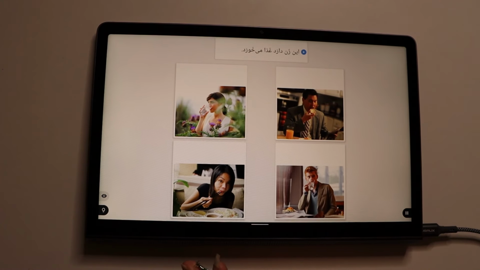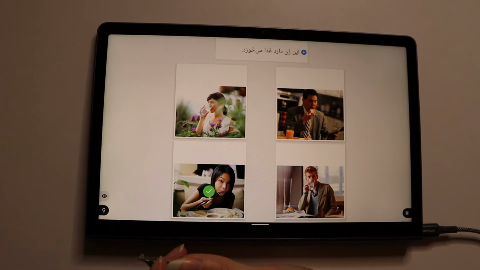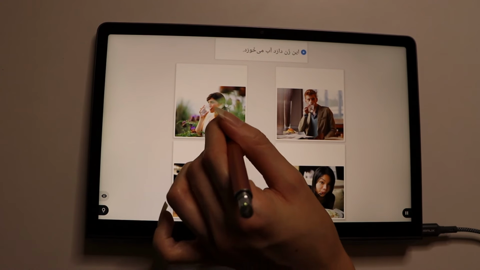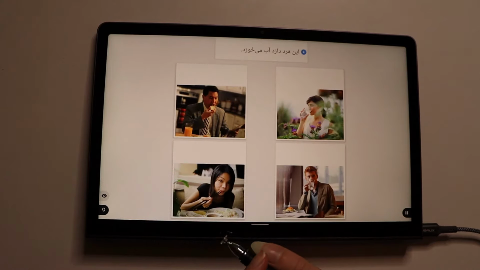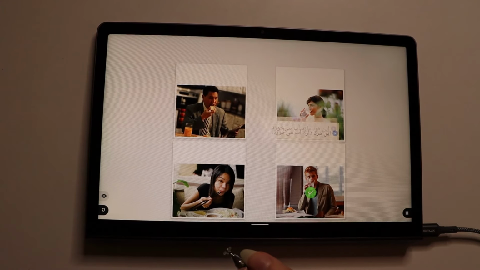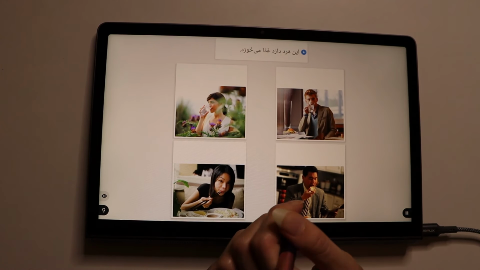Okay, it's a woman, but she eats something. This is the woman drinks water. This is the man drinking water. This is the man eats something.